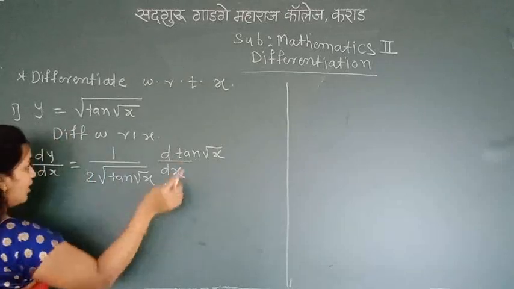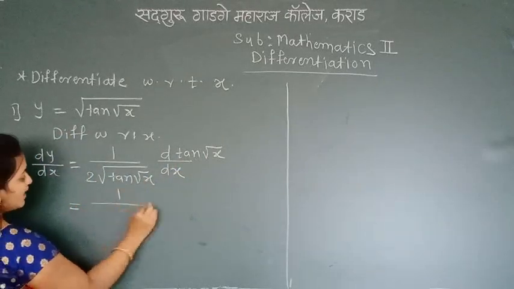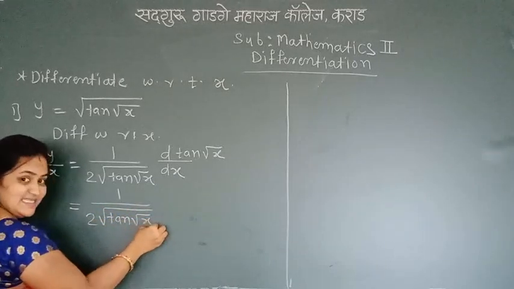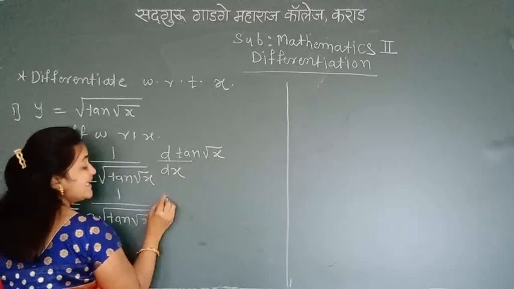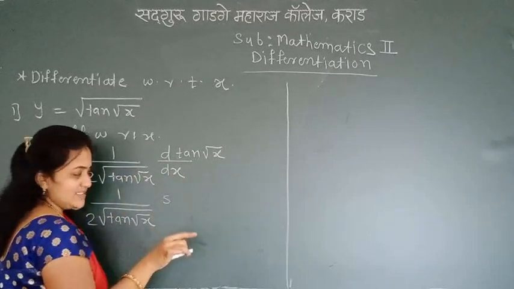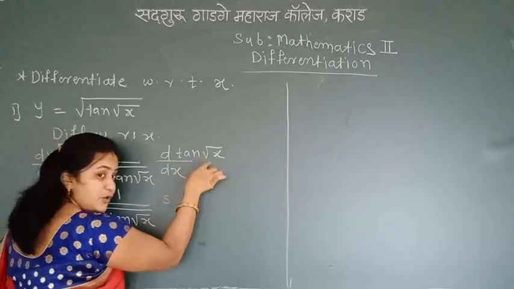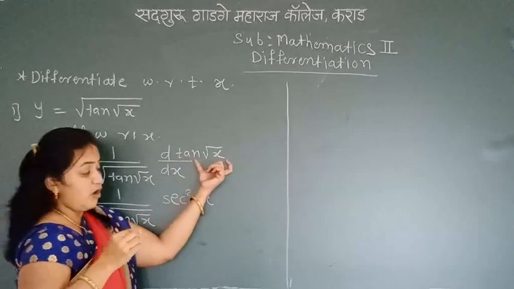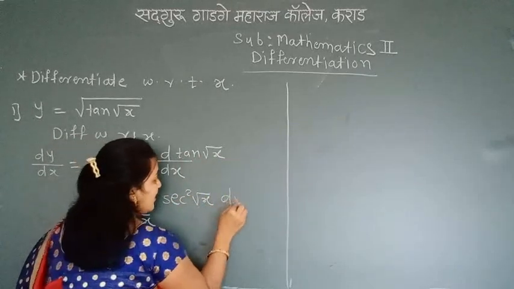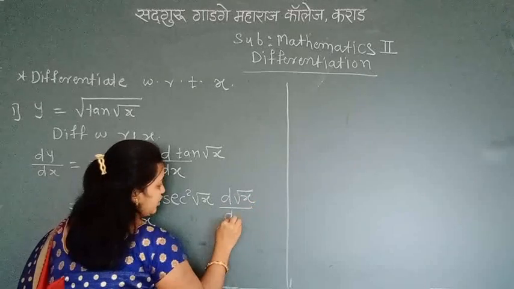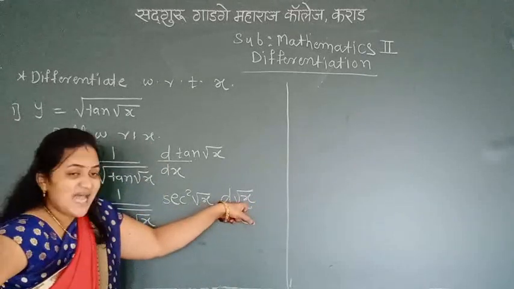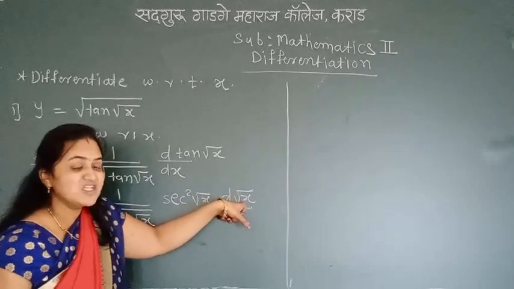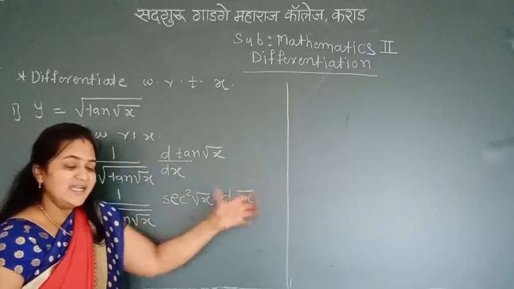So we can follow the composite rule again. 1 upon 2 root tan of root x is as it is. What is the derivative of tan x in standard form? Sec square x. But what is the derivative of tan of root x? Sec square root of x. And again find the derivative of root x. So differentiate root x with respect to x. Now this is your standard function. So let's directly use the formula.